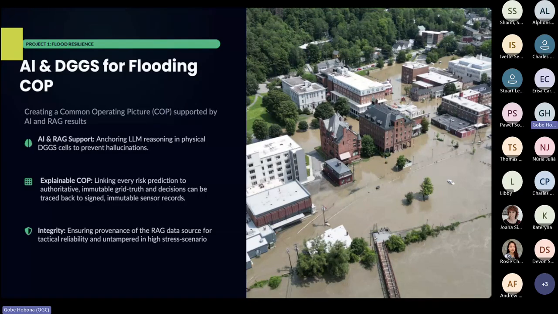As I said before, the COP links every action to authoritative immutable ground truth, and a decision can be traced back to signed immutable sensor records. This is very important in this case, an emergency or any official act that is liable. You have to respond on what is going on, like how many people are injured and so on and so forth. So this kind of thing is quite important. And integrity, because in this way you can establish a sort of integrity of information, as you know that the data you are using are data you already validated before. It's not a generic LLM answer. It's something specific for the specific application. Next.